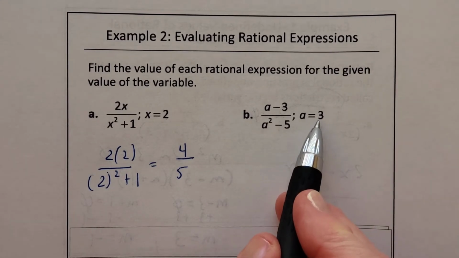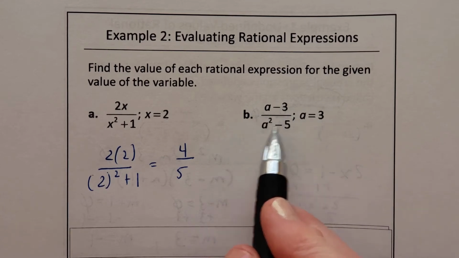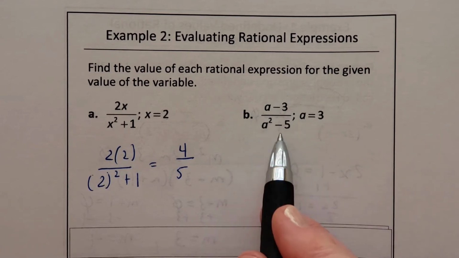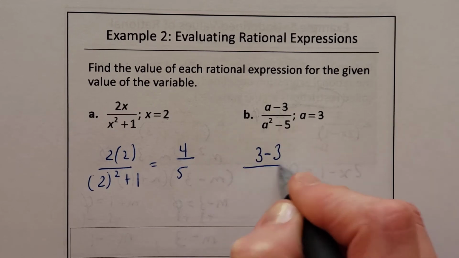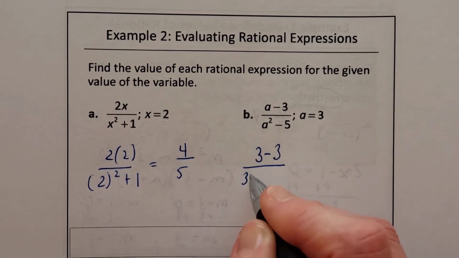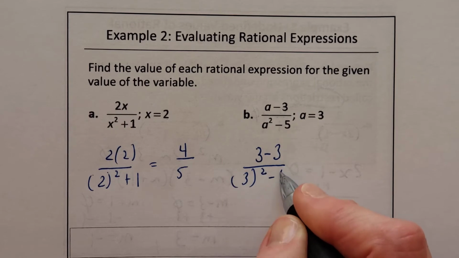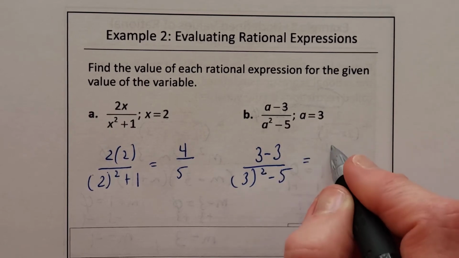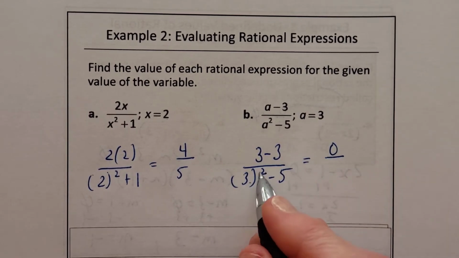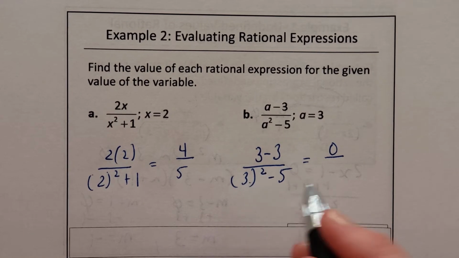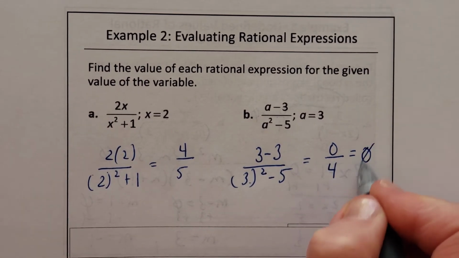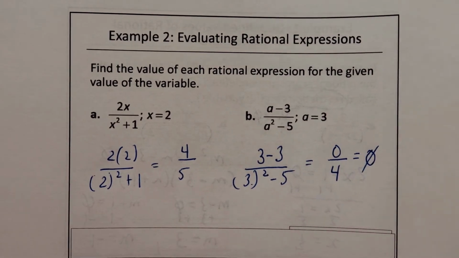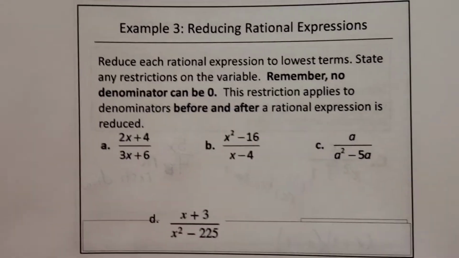So letter B wants us to figure out what is the value of this expression if a is equal to 3. So on the top, we're going to put 3 minus 3 over 3 squared minus 5. So 3 minus 3 is 0. 3 squared is 9, and 9 minus 5 is 4. So what is 0 divided by 4? The answer is 0. You guys know how to do those already.